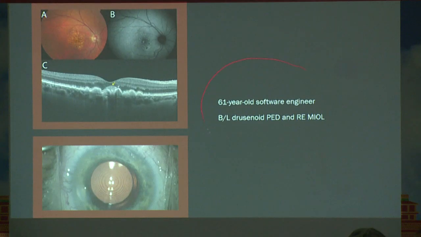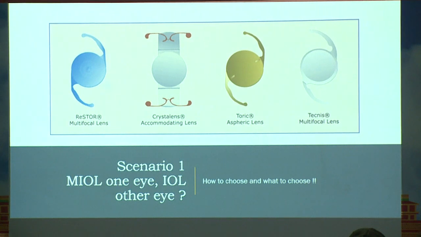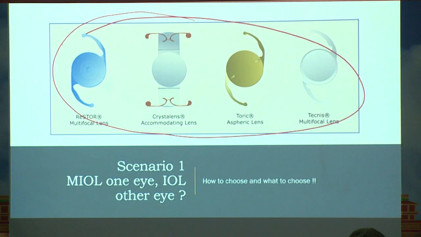Conclusion. Now coming to the cases: a 61-year-old software engineer, bilateral drusenoid PED, with a multifocal IOL in the right eye. What do you want to do for the next eye? You know that there is a plethora of lenses, and you know about the lenses much more than me. I'll not go into the detail, but which IOL to choose?